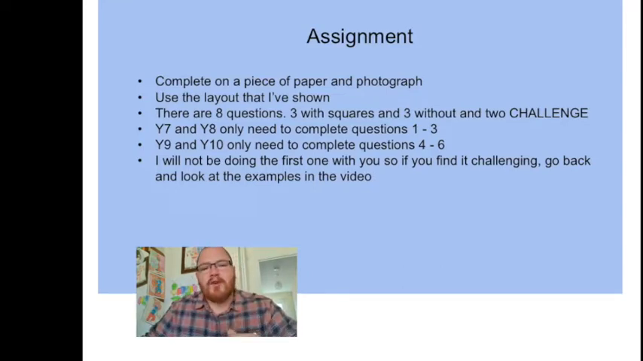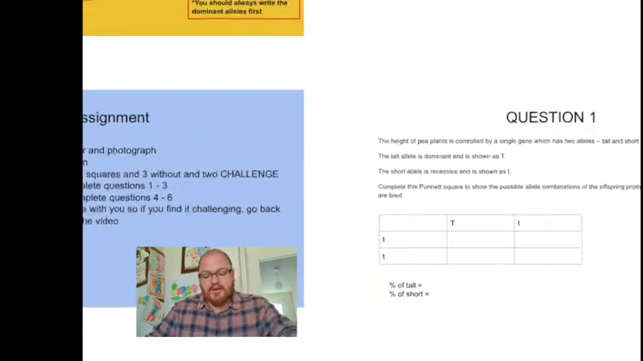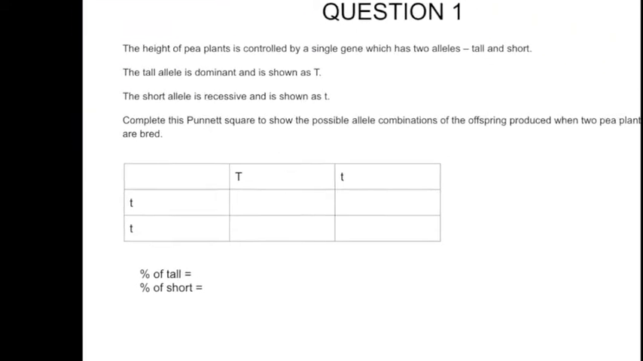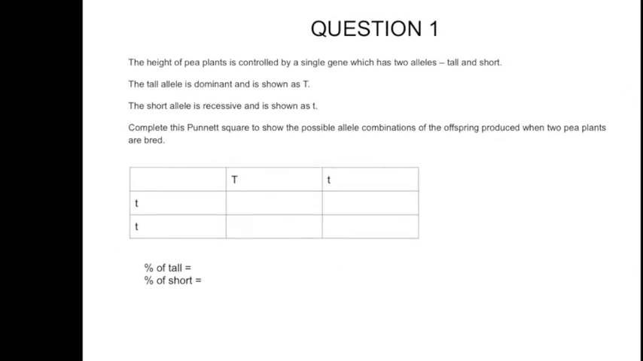I'm not going to be doing the first one like I've done before, the first problem with you, because I think there's enough examples in this that I've done with you. So I'm going to show you the questions, and then you just submit them, okay? So your first question is there. The height of a pea plant is controlled by a single gene, which has 2 alleles, tall and short. Again, these are all versions of the same question we've been doing. I'm not going to read each question. You can just flick through these, press pause, read the question, zoom in, do what you need.